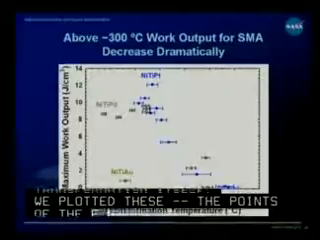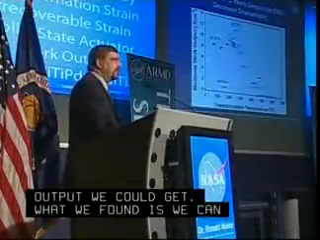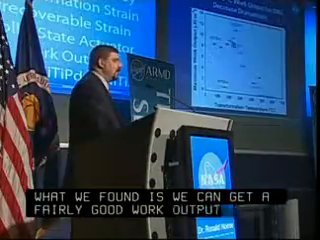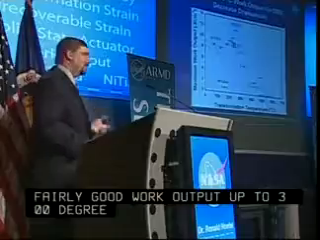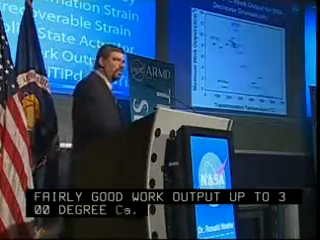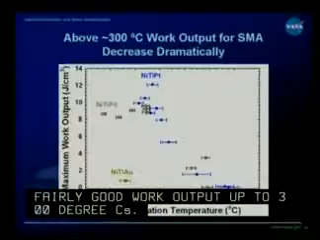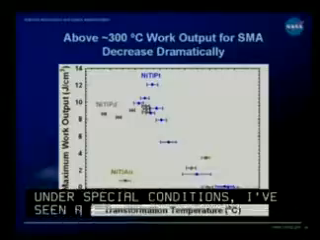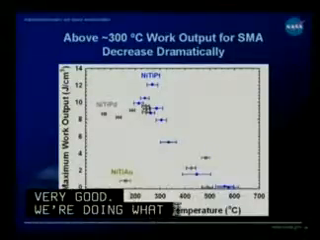And what we found was that we could get fairly good work output out of these materials up to about 300 degrees C. A typical binary nickel titanium alloy is going to give you a work output also on the order of somewhere between 8 and 14 joules per cubic centimeter. Though under very special conditions and specially processed, I've seen a binary alloy as high as 20. For the most part, we're doing very good. We're doing what typical nickel titanium alloys will do in terms of work output.